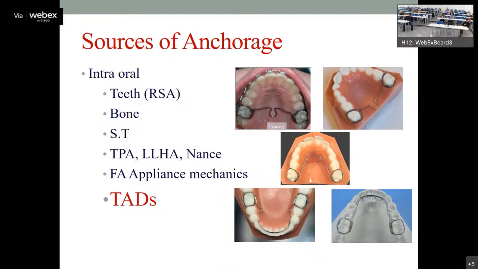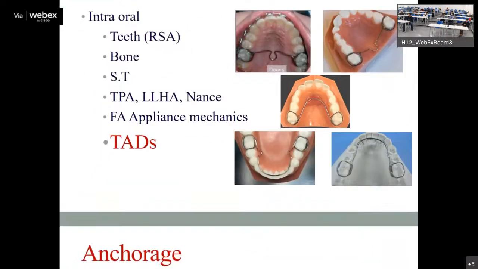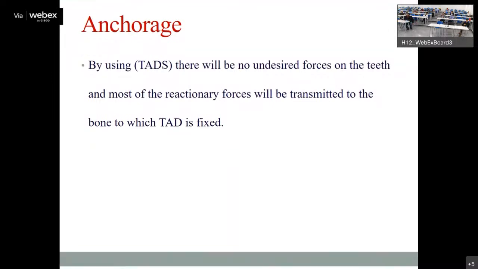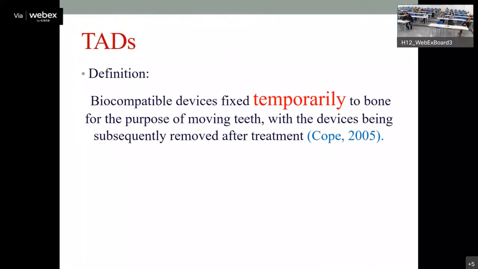So in this situation, temporary anchorage devices can be a good choice for stationary anchorage or for absolute anchorage, although, again, it's not 100% absolute anchorage, but they prevent the unwanted tooth movement in a good way. By what? By using the temporary anchorage devices, there will be no unwanted, no undesired forces on the teeth, and most of the reactionary forces will be transmitted to the bone to which the temporary anchorage devices are attached and fixed temporarily. So let's start with the definition of temporary anchorage devices.